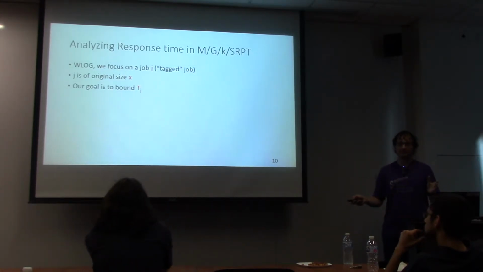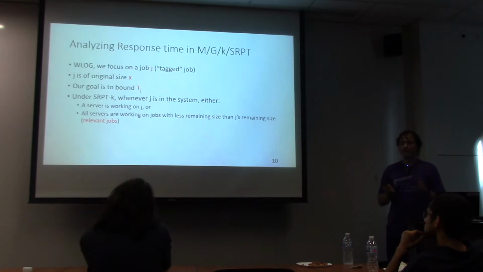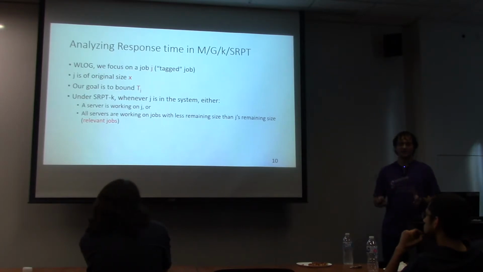Because it was just an arbitrary job, bounding this will allow us to bound the overall mean response time. Now, there's a very useful property about SRPT-k that we're going to use here. Whenever J is in the system, either there's a server working on J, or all the servers are working on jobs with less remaining size than J's remaining size. We'll call those jobs, the ones that can get in front of J, the relevant jobs. And we're going to use those in our analysis.